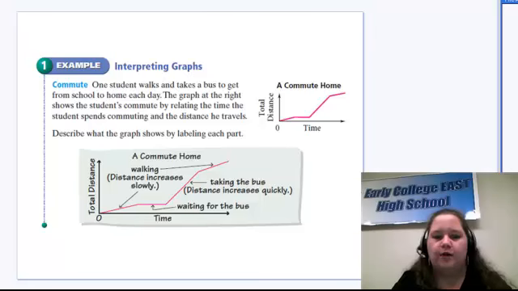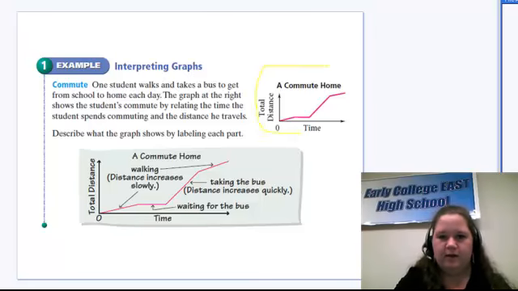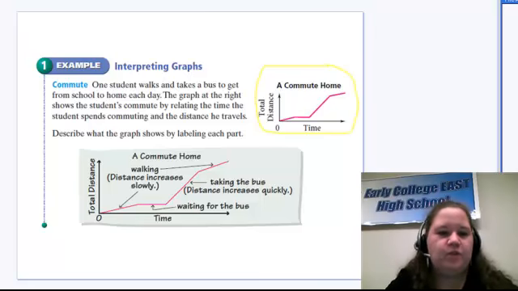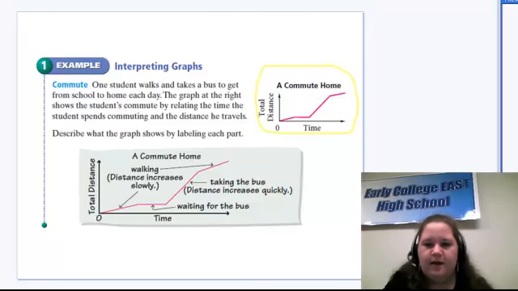First, let's look at interpreting graphs. Right here we have an example of a commute. One student walks and takes a bus to get from school to home each day. The graph to the right shows the student's commute by relating the time the student spends commuting and the distance he travels. So we have time here.